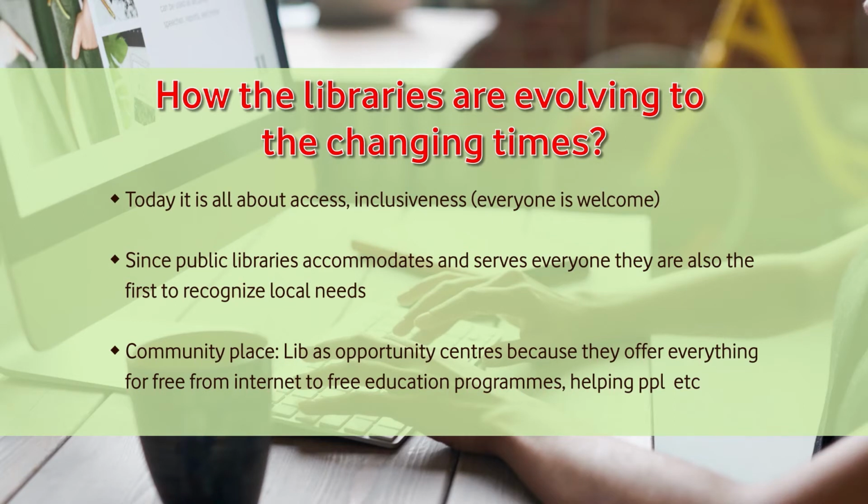Library as an opportunity center, because they offer everything for free, from internet to free educational programs and helping people. And the library has been consistently serving as a community place, especially for underprivileged people, because in a society there are different types of people. There may be people who can sit at home because they can afford a laptop, smartphones, and also access to Wi-Fi, internet connectivity. But in the context of Indian society, there are also millions of people who cannot afford a smartphone or laptop, or internet connectivity.